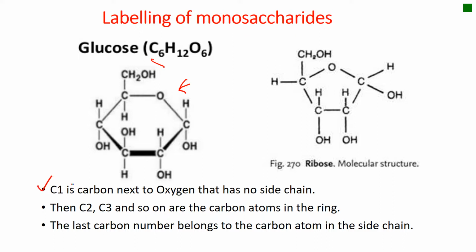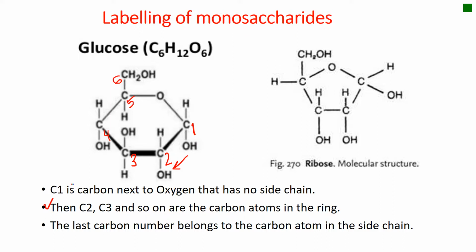The first one, C1 or carbon number 1, is the carbon next to oxygen that has no side chain. Look at this oxygen. There are 2 carbon, this and this. You have to find the carbon that has no side chain to be labeled as C1. Can you see? Yes, this must be the C1. Next, C2, C3, and so on are the carbon atoms in the ring. So from here, you number to the next carbon. This is C2, C3, C4, C5, and then the side chain will be C6.